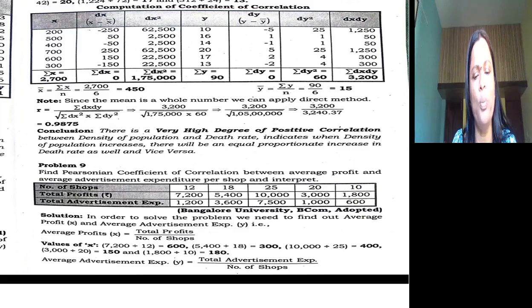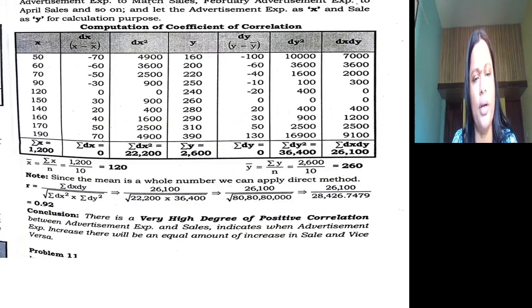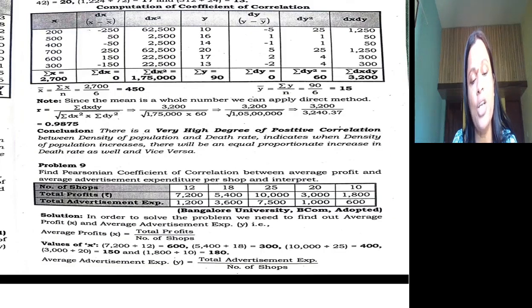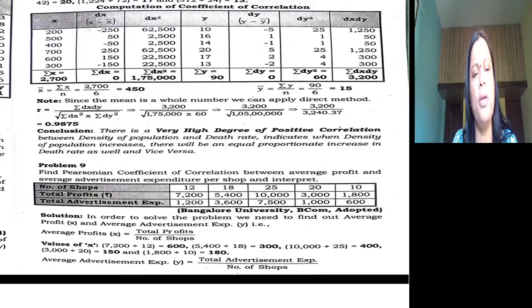I think for one or two problems I have not given the solution. That is problem number 9 as per the notes, and problem number 10, I think so. Yes, for problem number 9 the solution is not given, and for problem number 10 the solution is given. So you have to solve problem number 9. I have not solved it. You should try. Let me go through problem number 9. Find Pearson coefficient of correlation between average profit and average advertisement expenditure per shop and interpret. So average profit. Total profit is given, average profit is not given.